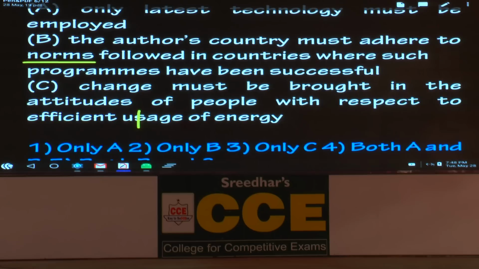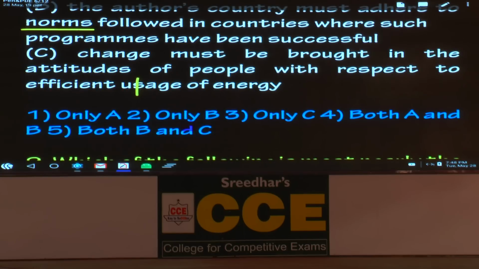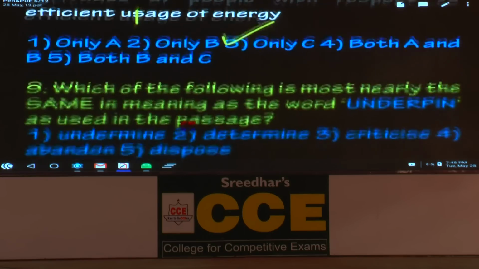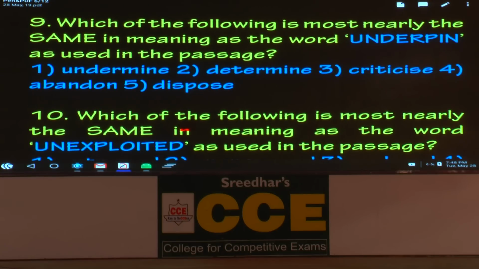Now you have to decide whether A is right or wrong. We'll see the options. Only A not correct, only B not correct, only C, hold that one. Both A and B, that is not the right combination. Both B and C, that is also not the right combination. Either it has to be only C or it has to be A and C. But which option do you have here? Only C. Which option is that? That is the answer. Because that is not categorically mentioned in the passage.